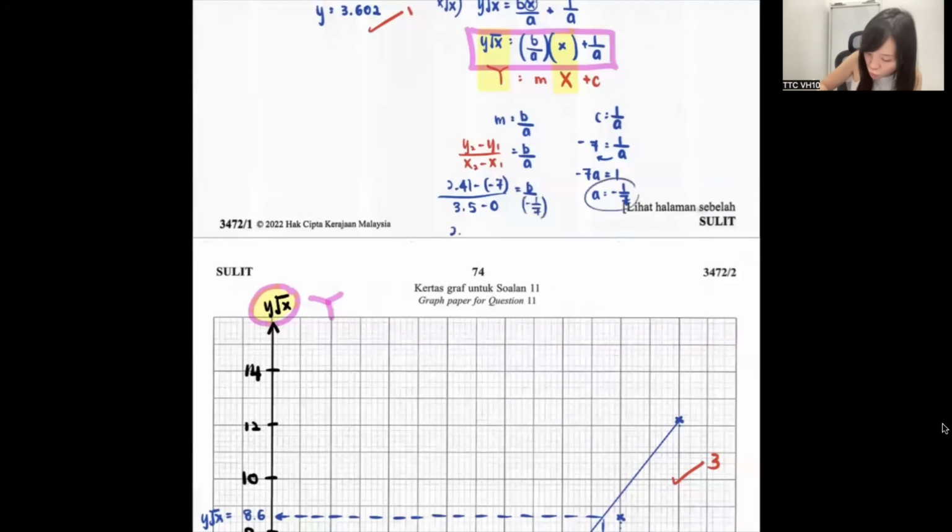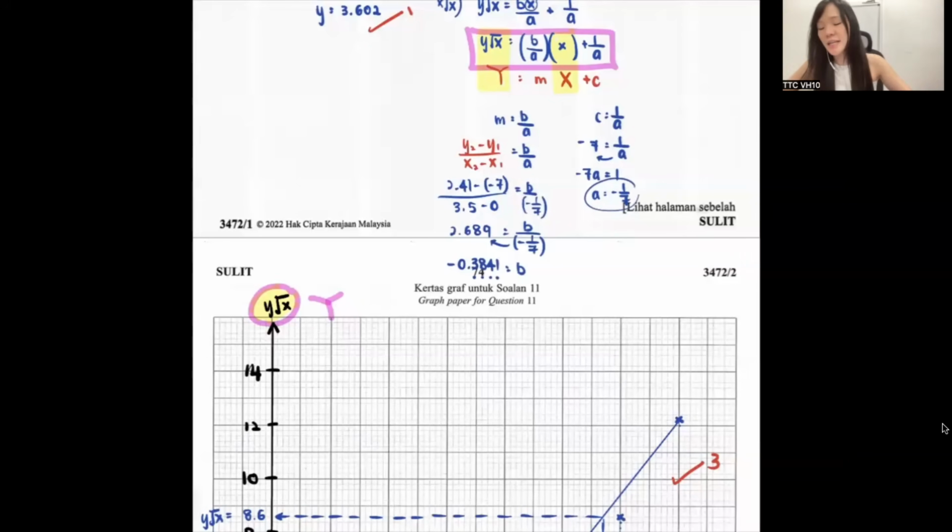I'm getting 2.689 equals B divided by -1 over 7. So what's my B answer? Divide, move up, times. I get -0.3841. Now, I must give 4 significant figures or 2 decimal places, whichever is more detailed. So isn't it 1, 2, 3, 4? Exactly 4 decimal places. Done.